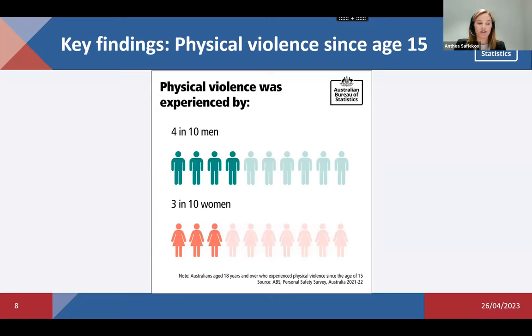In terms of physical violence, what we can see here is that about 4 in 10 men have experienced physical violence, and about 3 in 10 women have experienced physical violence. Men are more likely to experience physical violence than women. However, when we break this down, we can see that the relationship to the perpetrator is very different. Men are more likely to experience violence by a stranger, while women are far more likely to experience this violence by an intimate partner in their home.